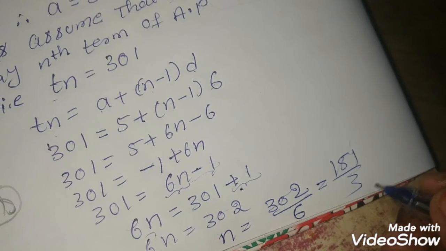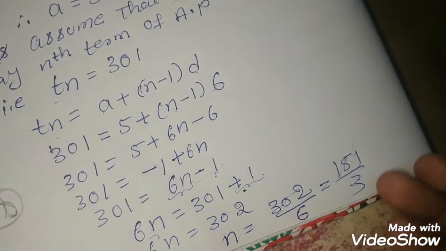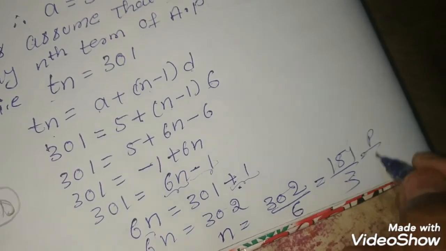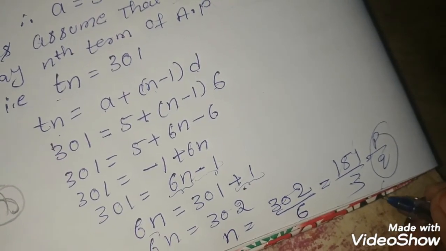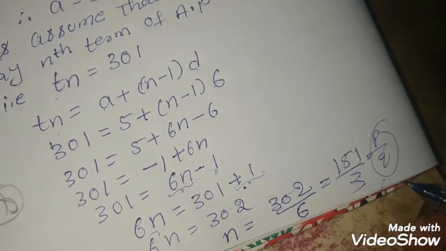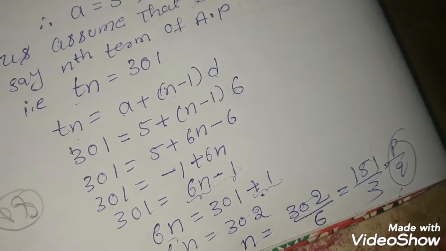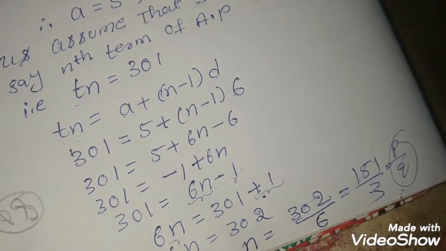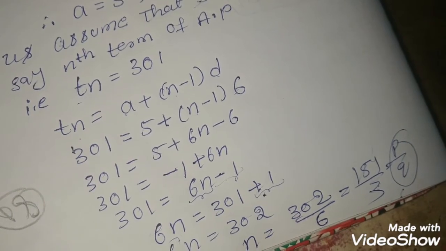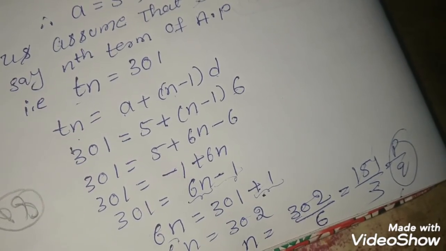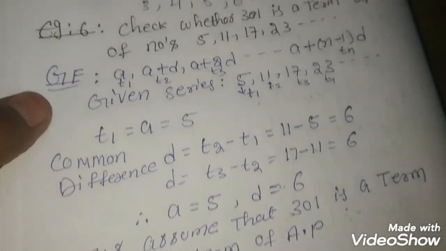See, this is not a positive integer. Are you getting? This is a rational number. See, this is in the form of p by q. What is the rational number? This is in the form of p by q, no? So, we need to get only positive integers. So, 301 is not a term of the given list of numbers. What I told? Please write a conclusion. What I said. 301 is not a term of the given list of numbers. Understand? It's very, very simple.